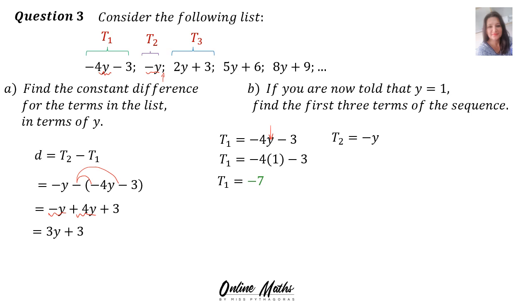Term 2 is -y. In y's place you substitute 1. Term 2's value is -1. Term 3 was given as 2y plus 3. In y we substitute 1. So it's 2 times 1 plus 3. 2 plus 3 is 5. Term 3's value is 5. So then in fact your sequence is -7, -1 and 5.